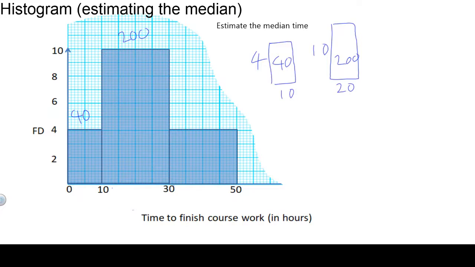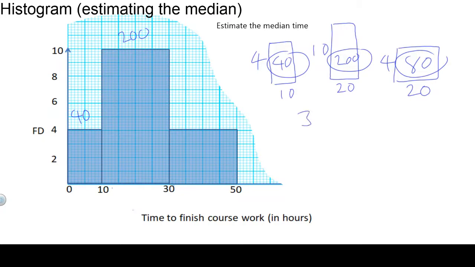The third bar has got a height of 4 and the width is 20. 4 times 20, 80. So the total frequency, you add the 40, 200 and the 80, that gives you 320. So there are 320 people represented by this histogram.